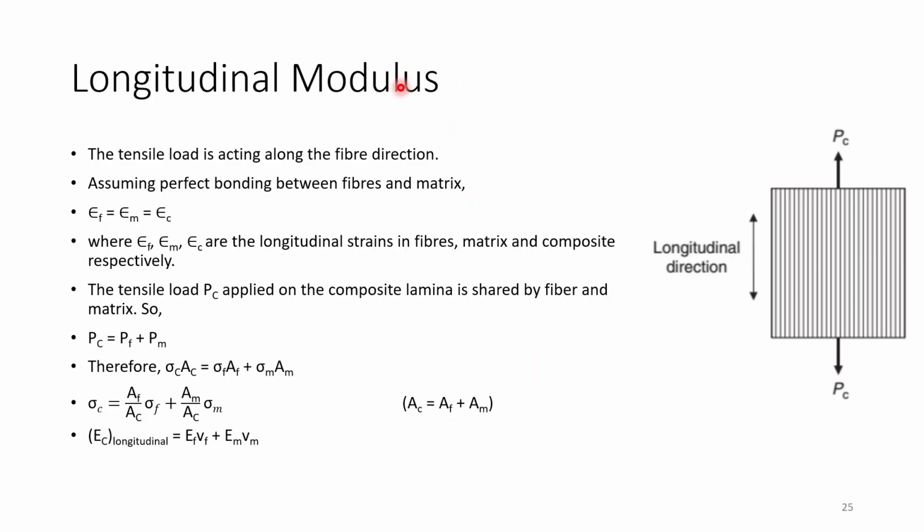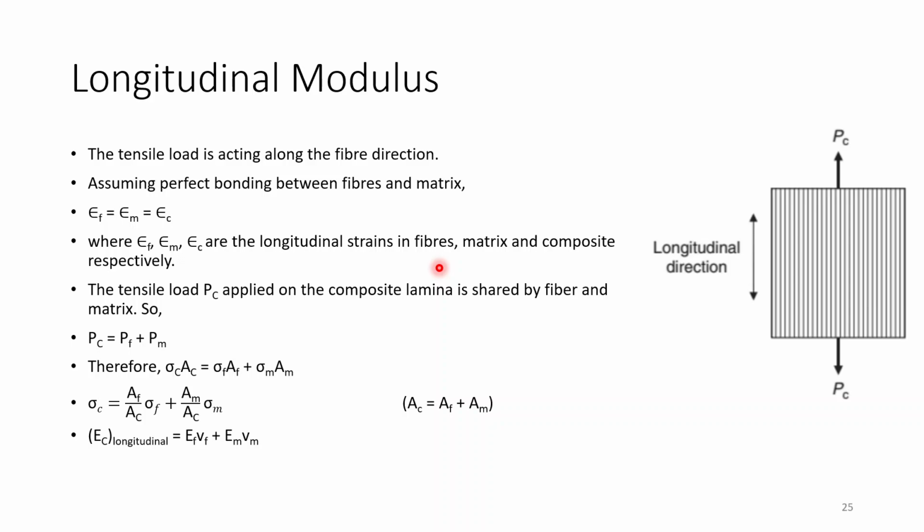In the case of longitudinal modulus, the tensile load is acting along the fiber direction, assuming perfect bonding between fiber and matrix. So the strain in the matrix, fiber, and composite will all be equal. How much we are stretching in this direction, the strain in fiber, matrix, and composite will all be equal. This will be one of the relations. Then these are the longitudinal strains in fiber, matrix, and composite respectively.